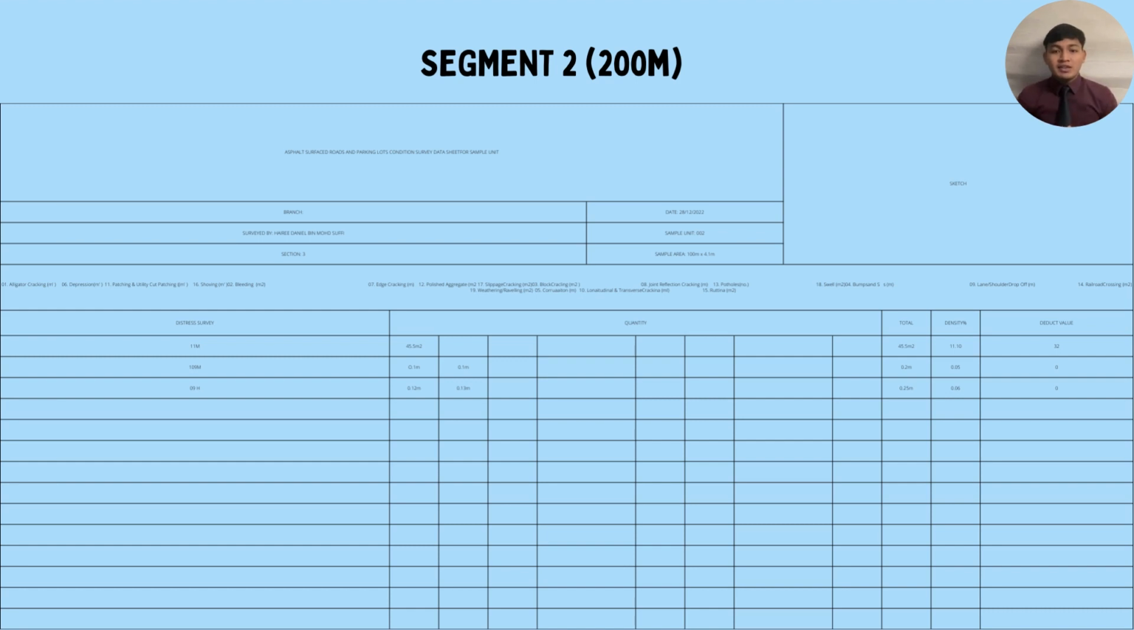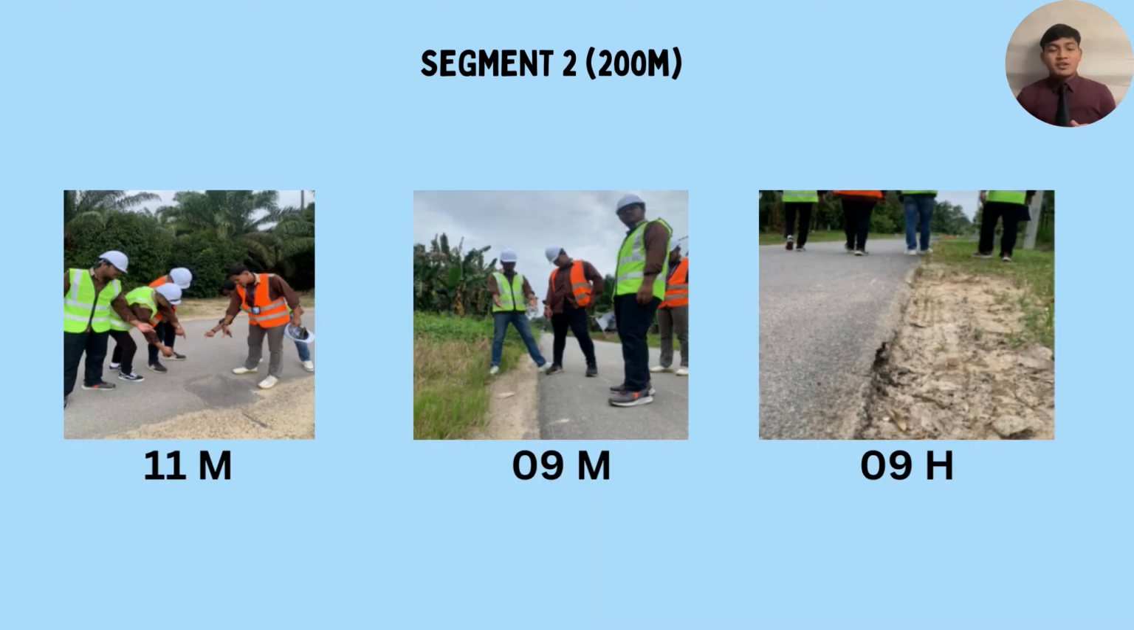On the second 100 meter road, there were 3 identified damages which are longitudinal and transverse cracking, and this damage is at a moderate level. Next, there are 2 similar damages which are lane or shoulder drop off, and there are 2 damages at different levels which are moderate and also high. The pictures on this slide show the damage found on the second 100 meter road.